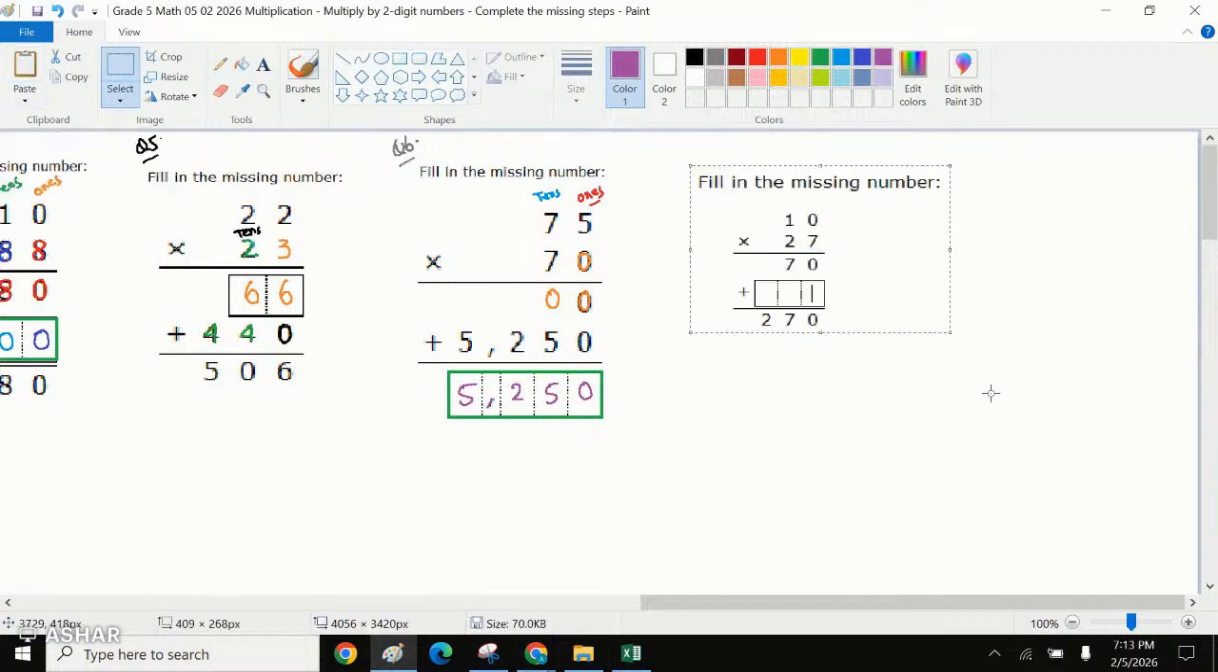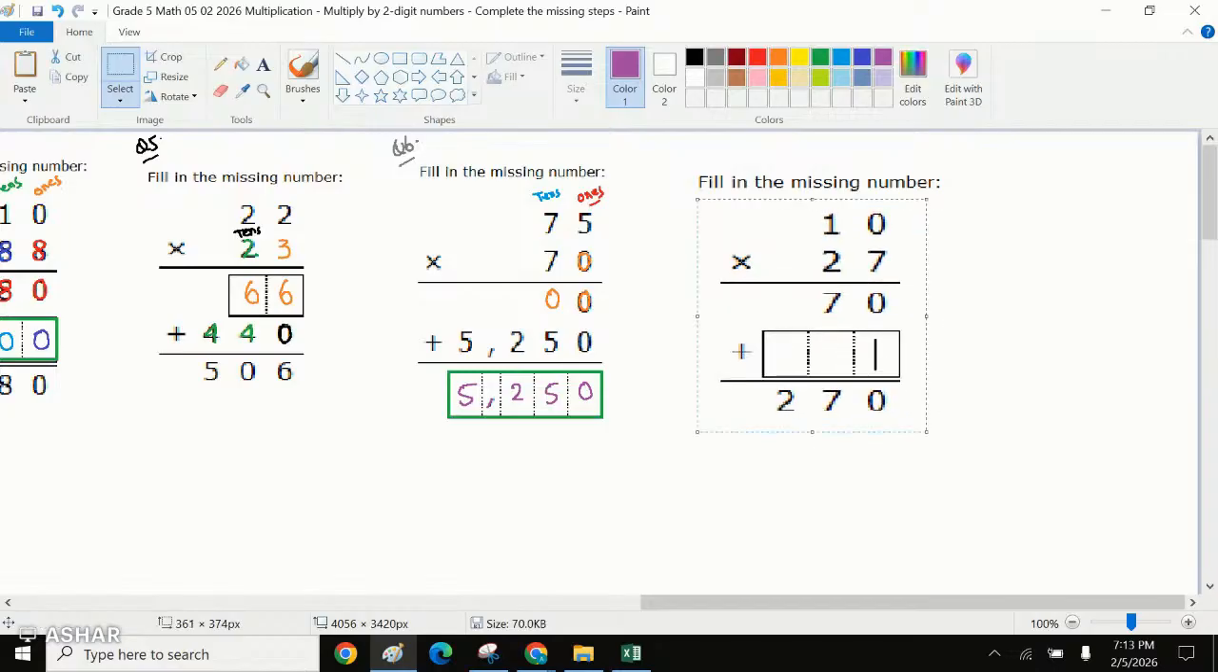For the next question, it says, find the missing number such that 10 was multiplied by 27. So we know that 7 multiplied by 0 would be 0. 7 multiplied by 1 would be 7. What is the rule for multiplying the tens? So when we are multiplying the tens, we need to remember, we need to put a 0 over here.